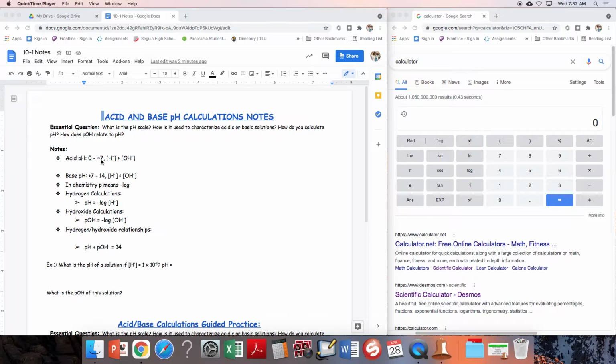You notice I didn't actually technically include 7. That's because exactly 7 is neutral, and how close you can be to 7 and not quite be counted as neutral is kind of a matter of debate. Anything really close to 7 we generally consider neutral.